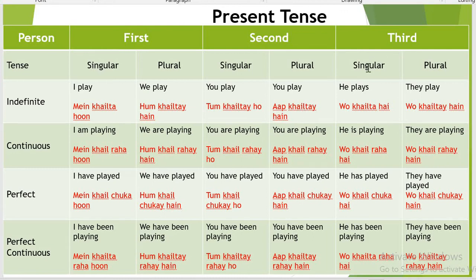Let's move to the third person singular. He plays, वो खेलता है. And if this was she plays, then it will become वो खेलती है. And the plural is they play, वो खेलते हैं. So this is the indefinite where something is a habit or usually happens. This was present indefinite. Now let's move to present continuous.